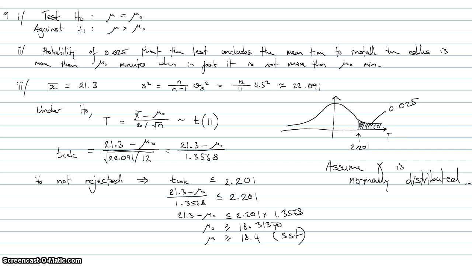So part 4. But there is one thing I should be careful of. Oh no, it actually defines x for me. Okay, cool. Part 4. Given instead that the standard deviation of x is 5 minutes and that mu naught is 19, find the least significance level at which the null hypothesis is rejected.